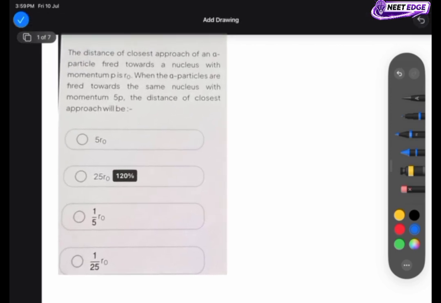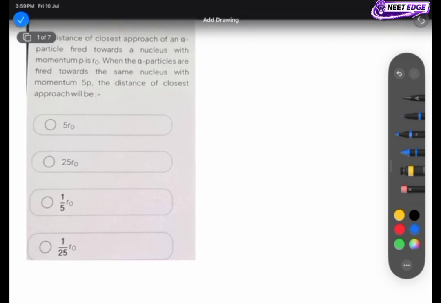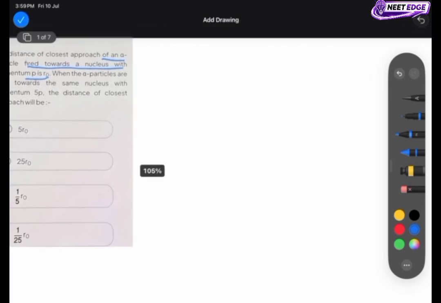The question says, the distance of closest approach of an alpha particle fired towards a nucleus with momentum p is r0. When the alpha particle is fired towards the same nucleus with the momentum 5p, the distance of closest approach will be? So in such questions, the main concept that is used is energy conservation. So let's see what the question says.